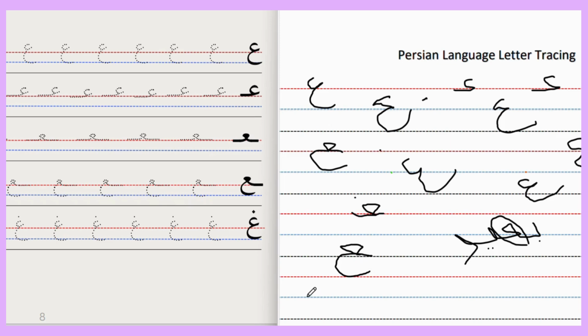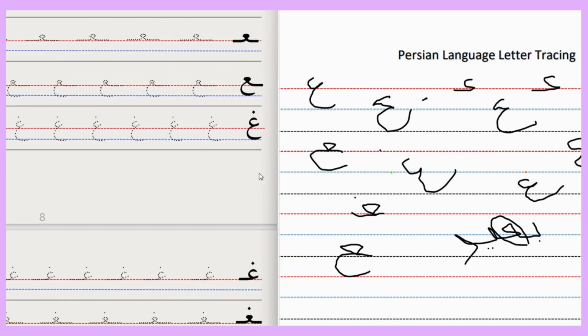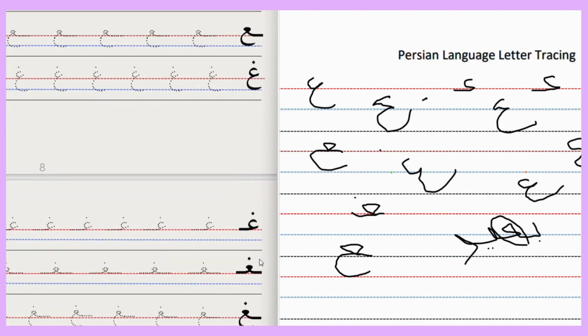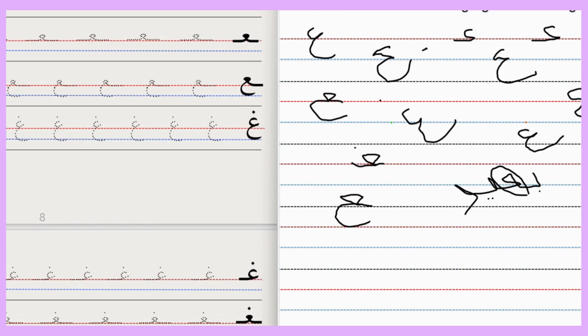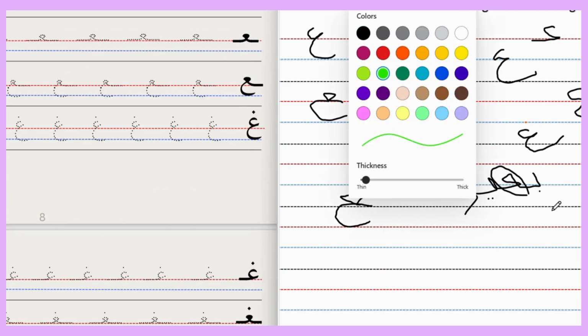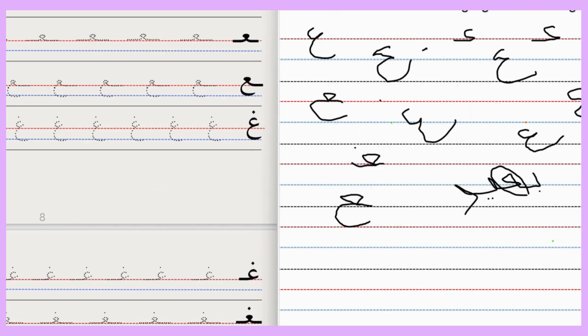So this is Ain. So the rest is easy because for Ghain, as you can see, we just put one dot above. So let's practice the Ghain as well. So Ghain, okay, the isolated one, the final one. So a semicircle like this. This is Ghain. One more, let me see if I can do it better or not. Yes, I think it is a little bit curvy, so you can do it better than I do here.